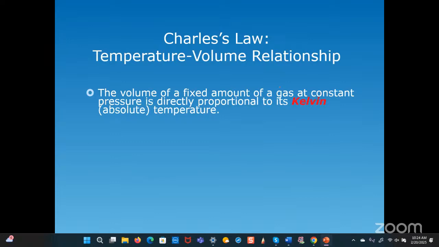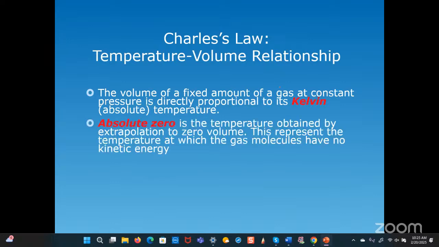In this case, the temperature must be expressed in Kelvin. So if you're given a problem where the temperature is given in degrees Celsius, you have to add 273 to it before you can plug that into the equation I'm about to show you. But before we do that, let's talk about this concept of absolute zero.